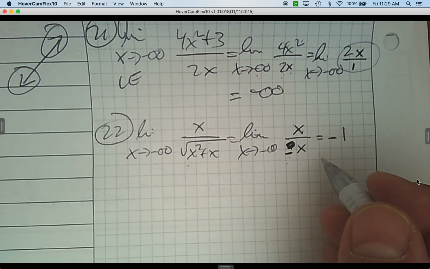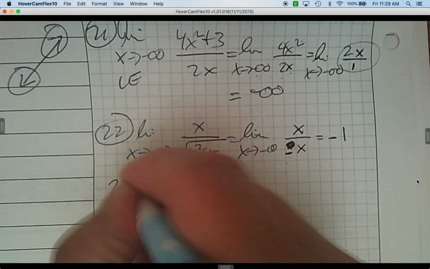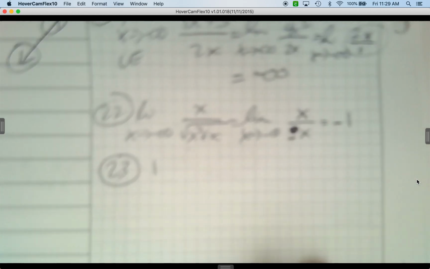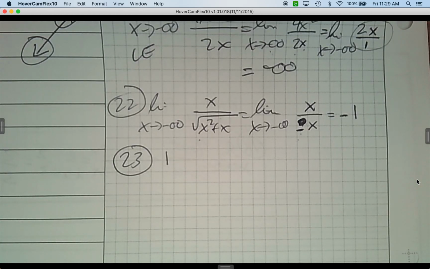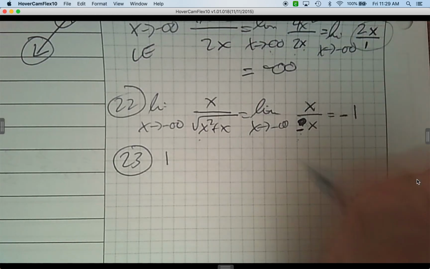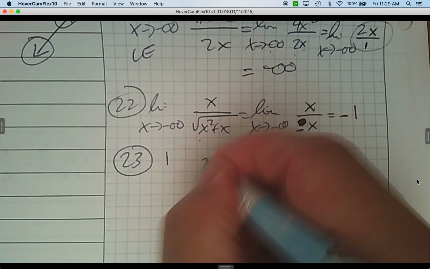In fact, if I look at question number 23, I'm not going to write it all out. I just told you the answer for 23. The same question, but the right end, the answer for 23 is +1. 24.